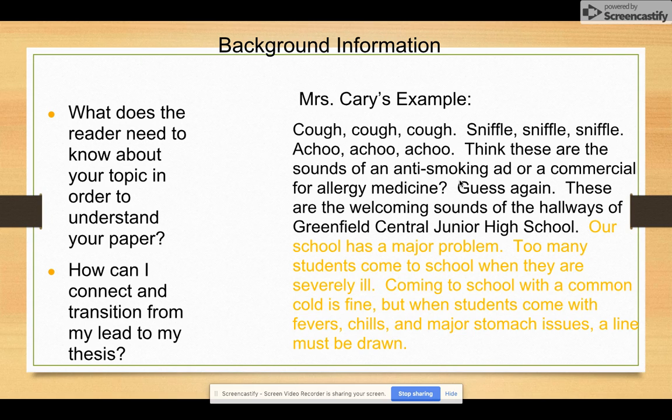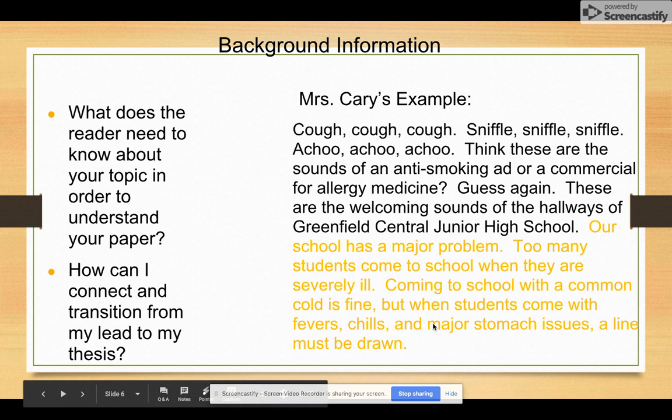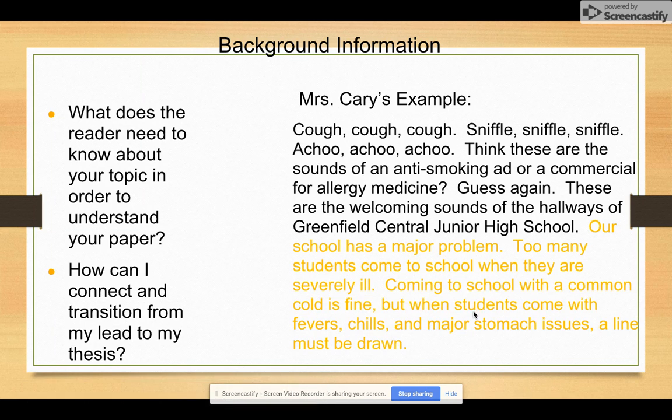So here is my hook strategy. And now I have to explain that. So I say, our school has a major problem. Too many students come to school when they are severely ill. Coming to school with a common cold is fine, but when students come with fevers, chills, and major stomach issues, a line must be drawn. So there, the opening, the cough, cough, my hook gets them thinking about, oh yeah, think of all the people who are coming to school and they're really sick. This explains the situation. So the reader needs to know, okay, this is an issue, this is going on.